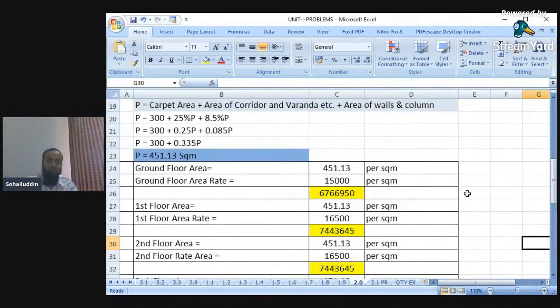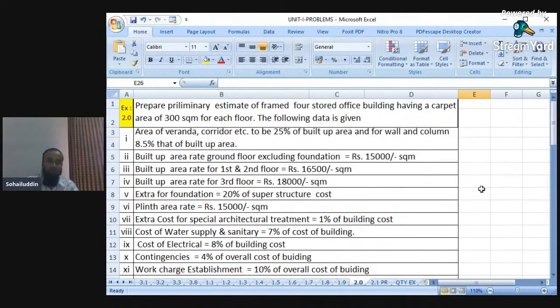Next, this problem is somewhat different, and some more data and some more calculations are there, but the calculations are as usual simple. Somewhat more heads will be there, but the procedure and the process to calculate is the same. Somewhat different heads will be there.